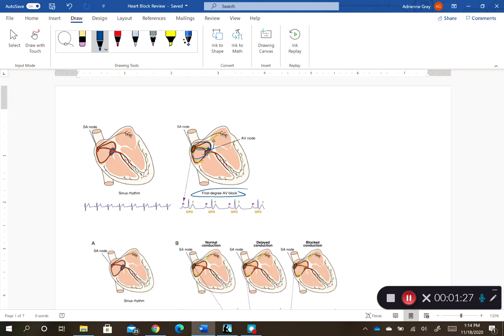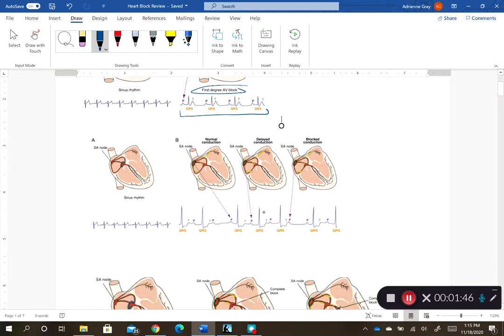First degree heart blocks are the only heart blocks where we label the underlying rhythm. For example, if I was looking at this rhythm right here, it would be a sinus rhythm at however many beats per minute with a first degree heart block. And we'll practice that in the practice strips.